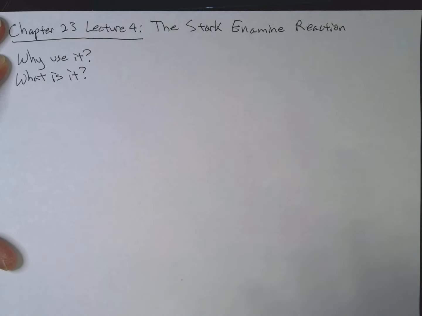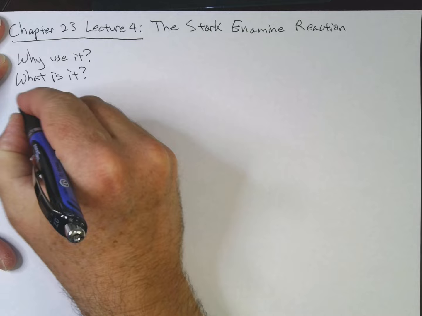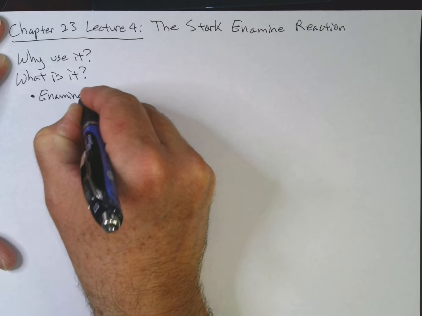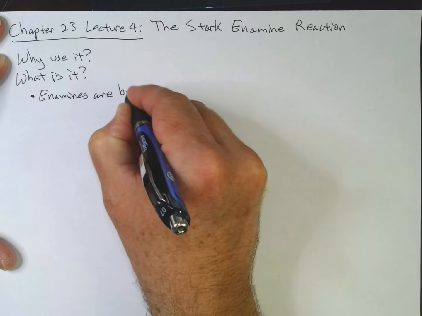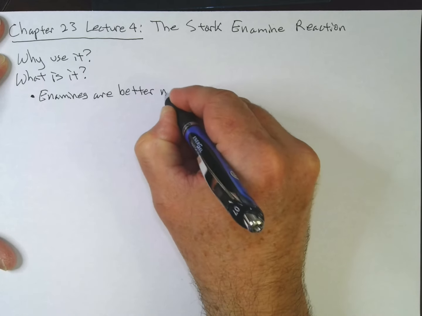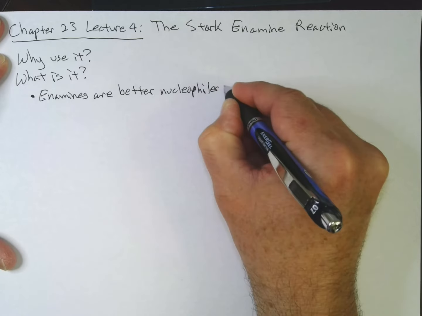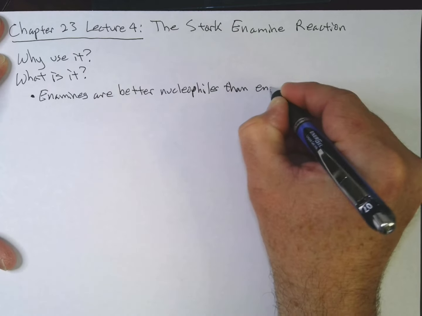So the Stork Enamine reaction is based on the fact that enamines are better nucleophiles than enols. Excuse me, let me say that again. Enamines are better nucleophiles than enols.